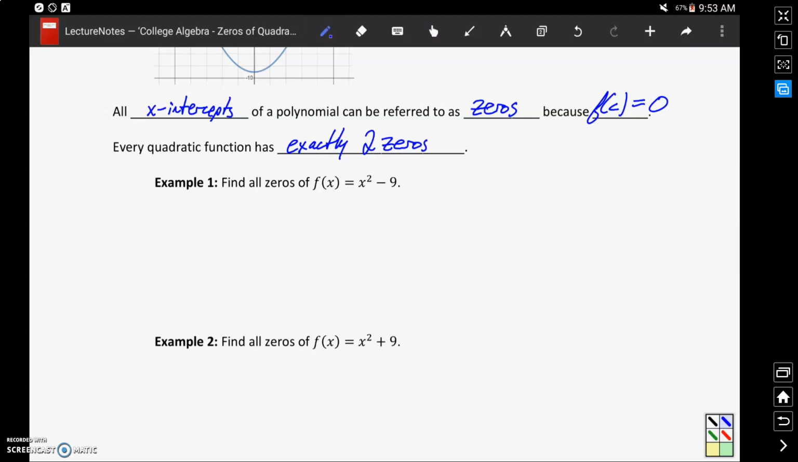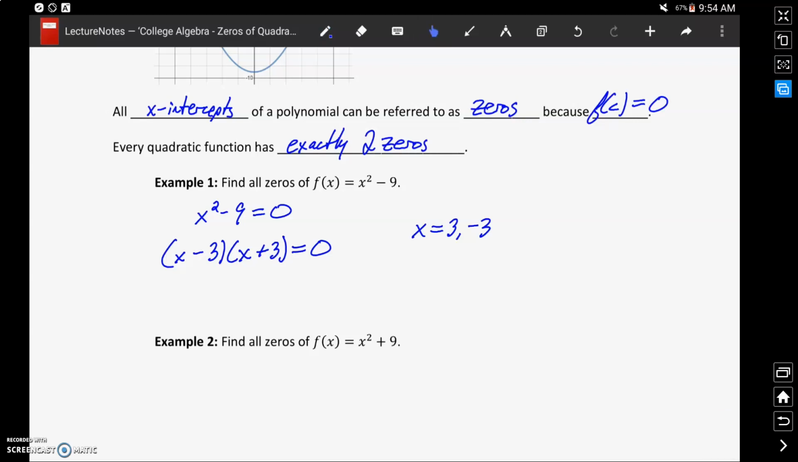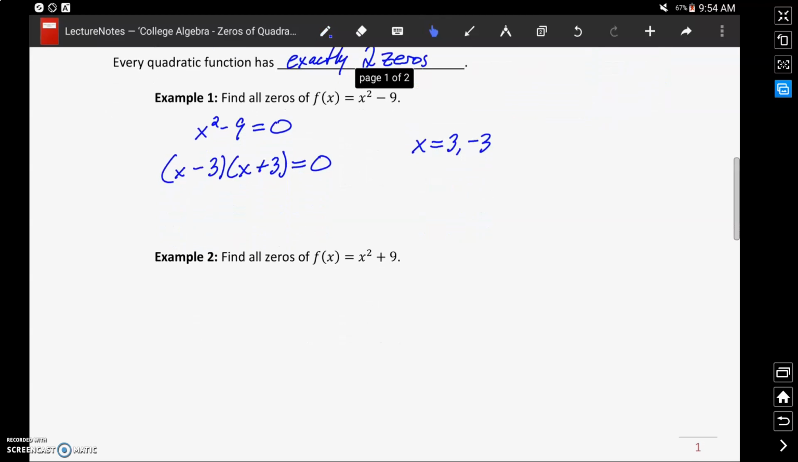In example 1, we're given that function f of x again. In order to find its zeros, what we can do is take that function and set it equal to 0, which in this case would factor as x minus 3, x plus 3 is equal to 0, giving us two solutions, x equals 3 and negative 3. This is essentially the same information we found graphically above, but we can also identify those results algebraically.